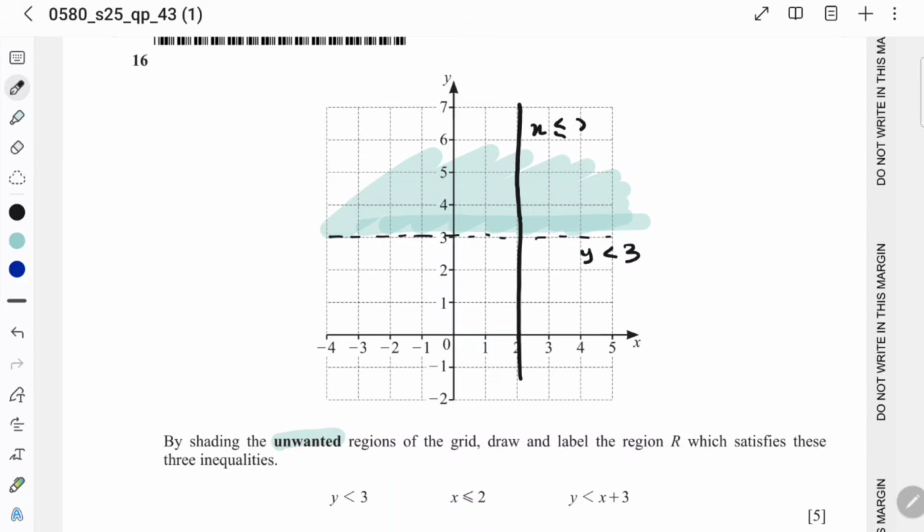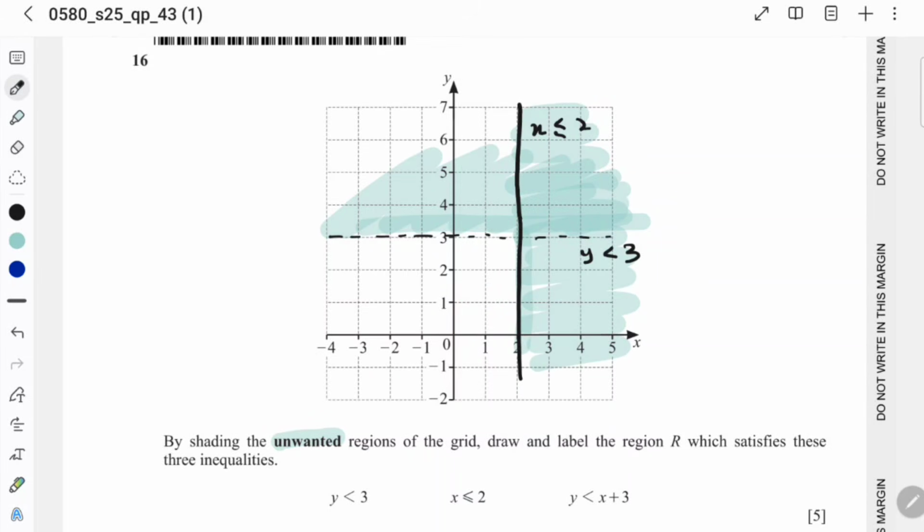X is less than or equal to. Less than means this side, your left side, because the smaller x numbers are on the left side. So this is unwanted. You shade in the opposite direction. Okay, now the next line.